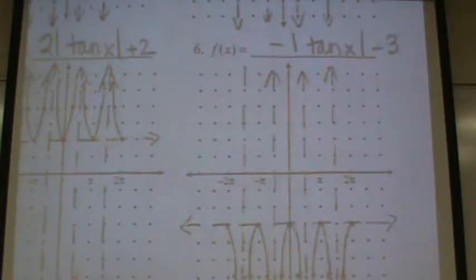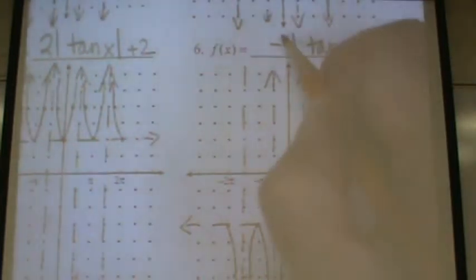Oh, wait, it is 3. 3 down. Yeah, okay, yep, 3. I didn't see these dots right here.